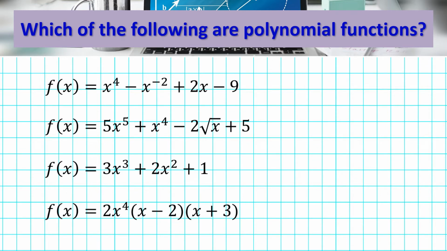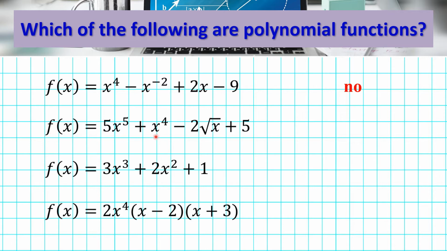Let's check our polynomial function concept. So which of these are polynomial function? Let's have this first example. We have f of x equals x raised to 4 minus x raised to negative 2 plus 2x minus 9. So dito sa example na to, check natin kung polynomial function siya. Una, i-check mo muna lahat ng exponent. Dapat lahat ay positive. Pero dito, may negative ka na exponent ng x. So, ibig sabihin, this is not a polynomial function.